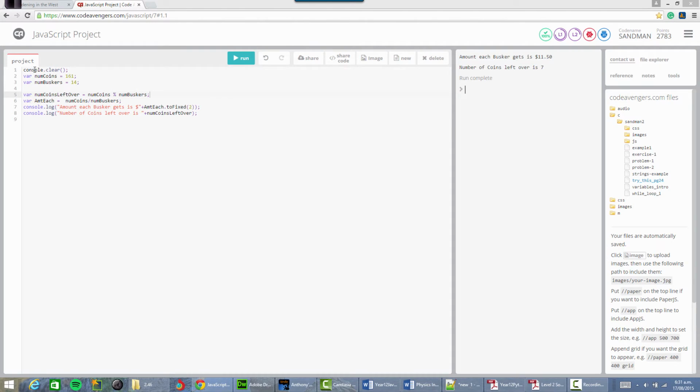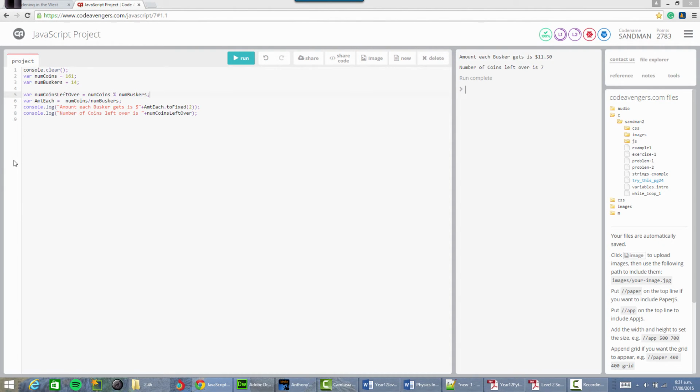Now you may be wondering, what's this console.clear? Well, this is a way that you can clear out this console area on each run of your program, so you're not getting one run, then another, and so on. So you might want to use console.clear. Now, I'm making up two variables here. I've decided to call the 161 the number of coins, so I've called that numCoins. The number of buskers, numBuskers, is 14.